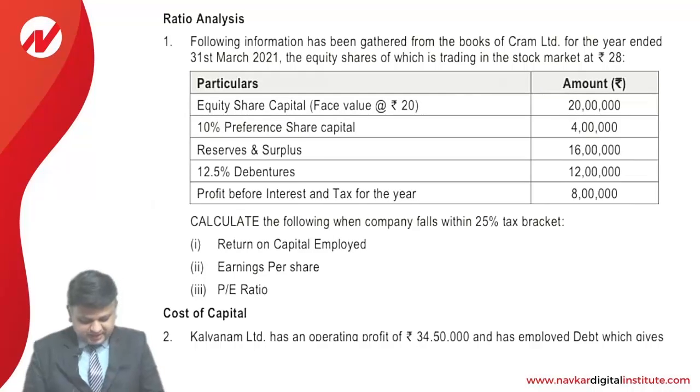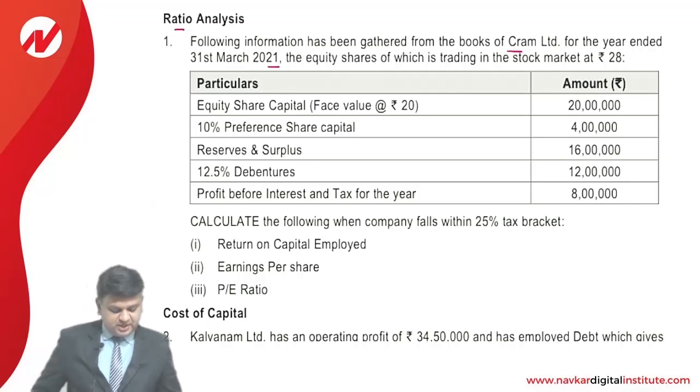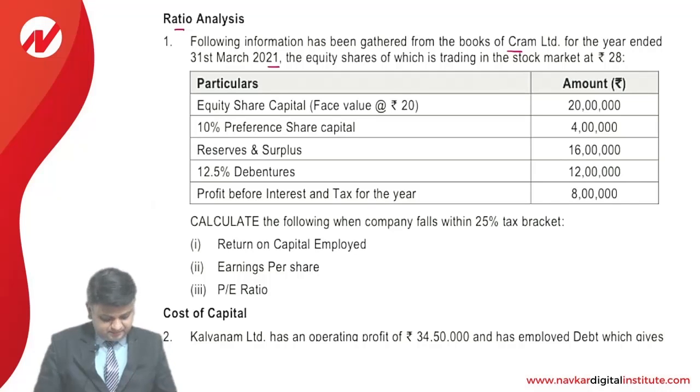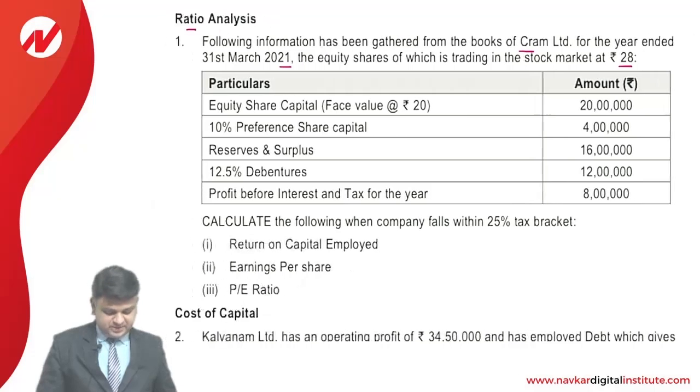Starting with question number 1, which is of ratio analysis. The following information has been gathered from the books of CRAM Limited for the year ended 31st March 2021. The equity shares of the company are trading in the stock market at the rate of rupees 28. So the market price of the equity share is given as 28 rupees.